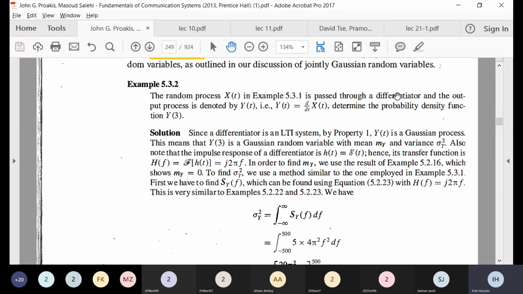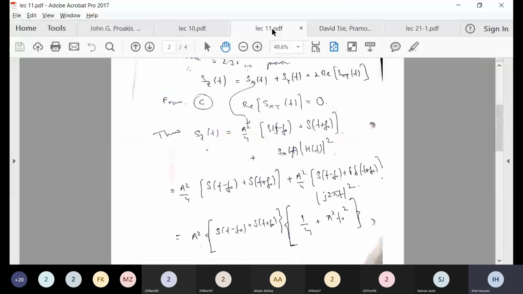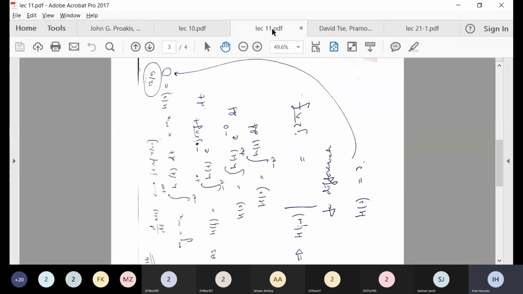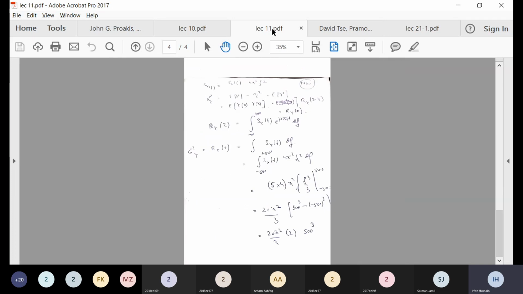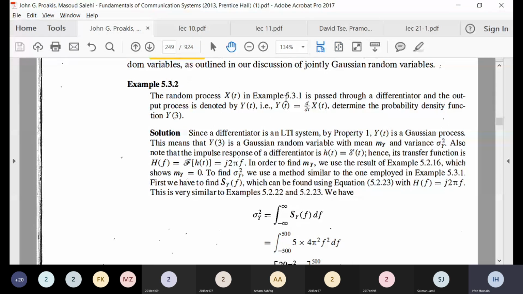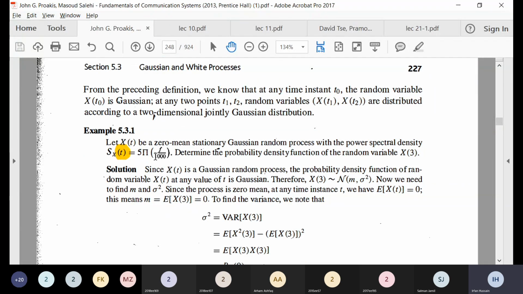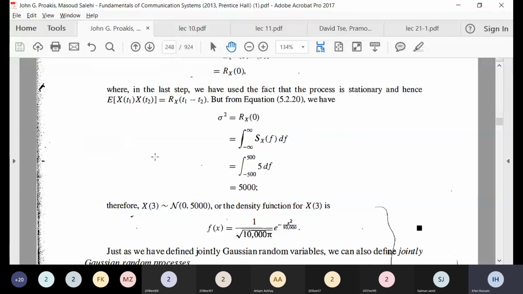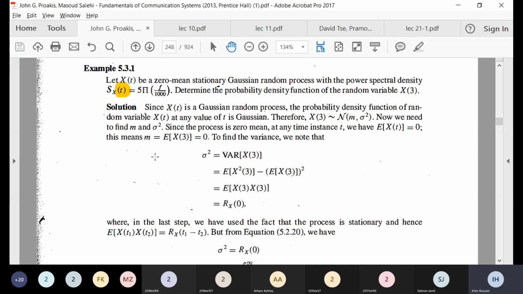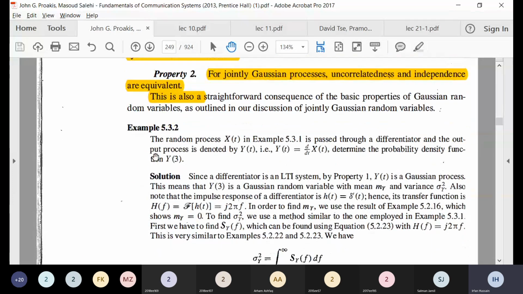It is passed to a differentiator. This is the previous example, where you have this PSD, but now this PSD is passed through a differentiator. So what is the output PDF of the random variable at the same sample time? Now that process is passed to a differentiator, you get a new output, and then you sample the output at 3. So you want to know what the PDF is.